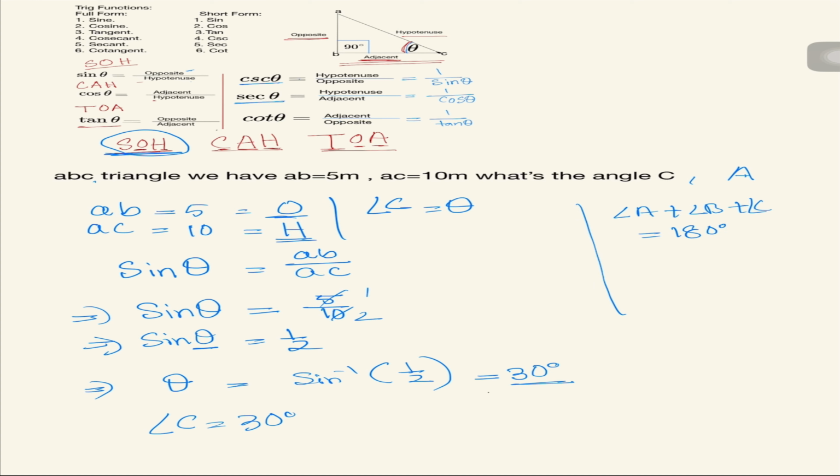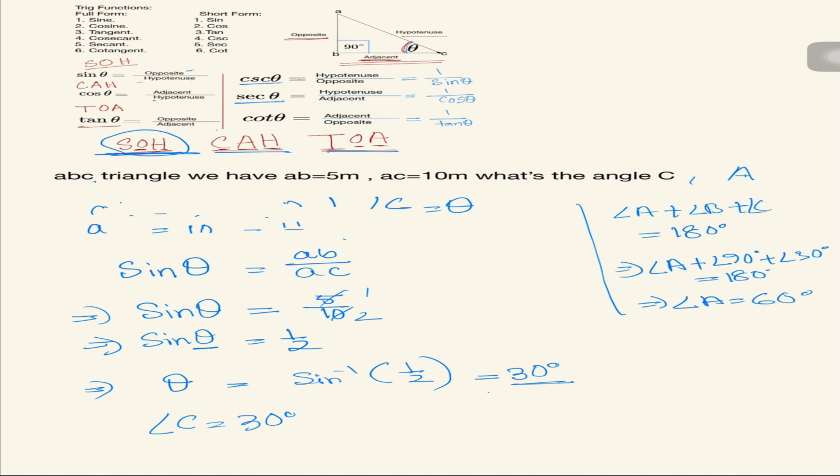So now you can just plug in and find angle A. You know angle B is 90 degrees, angle C is 30 degrees, and the total is 180 degrees. If you do the calculation, you will find angle A is just 60 degrees. You see, it's pretty easy, right? Now, since you understand that, I want you to remember SOH CAH TOA, so that way you can do any type of math. It will be easy for you.